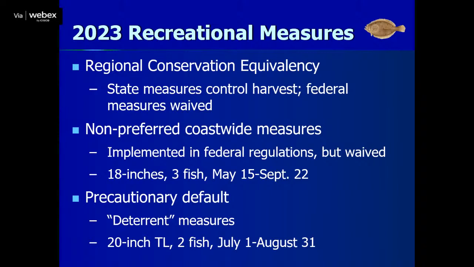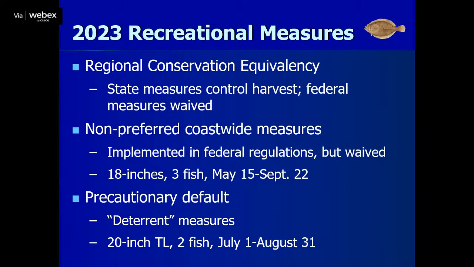So in 2023, the council and board adopted regional conservation equivalency for summer flounder, where the harvest is controlled by the states. Those non-preferred coastwide measures are written into the federal regulations, but they are waived in favor of the state measures. The non-preferred coastwide measures for 2023 consist of an 18-inch minimum size, a 3-fish possession limit, and a May 15th to September 22nd season. The combination of regional measures is designed to be equivalent to the set of non-preferred coastwide measures in terms of coastwide harvest.